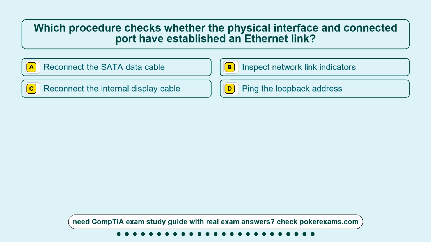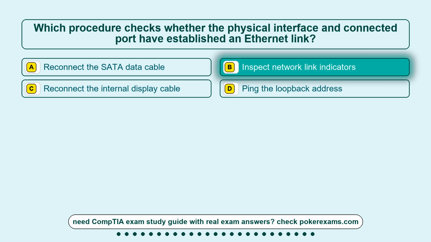Question 18. Which procedure checks whether the physical interface and connected port have established an Ethernet link? Option A, reconnect the SATA data cable. Option B, inspect network link indicators. Option C, reconnect the internal display cable. Option D, ping the loopback address. The correct answer is option B, inspect network link indicators.